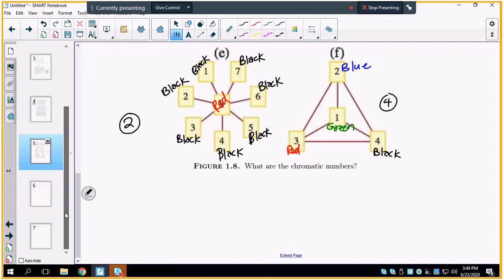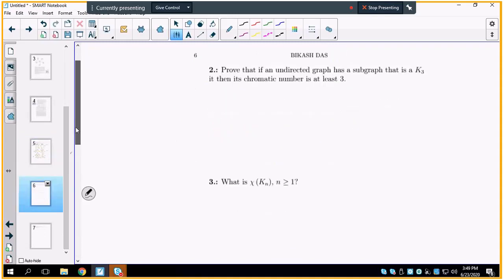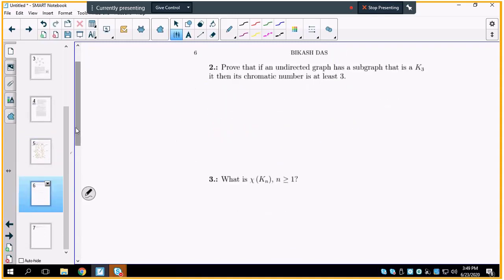All right. So the next exercise asks us to prove that if an undirected graph has a subgraph that is a K3, then its chromatic number is at least 3. So K3, remember, is the complete graph on 3 vertices. So if I have 3 vertices, and each of them is connected to each of the others, then what I've formed is a triangular shape.